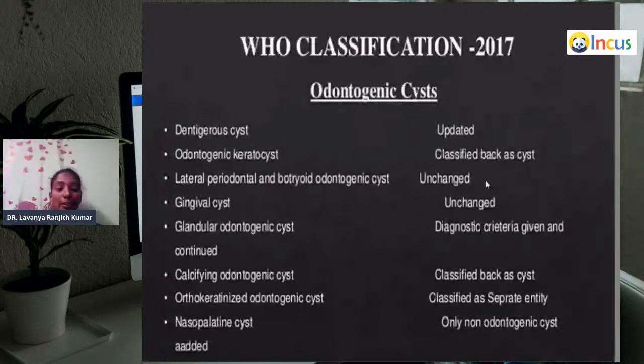And orthokeratinized odontogenic cyst. In odontogenic keratocyst we have a parakeratinized epithelium, but if it has an orthokeratinized epithelium, then it is called orthokeratinized odontogenic cyst, which is classified as a separate entity. And nasopalatine duct cyst is considered only a non-odontogenic cyst. It is not related to the odontogenic cysts. So these are the changes in the cysts given by WHO in 2017 under the odontogenic cyst category.